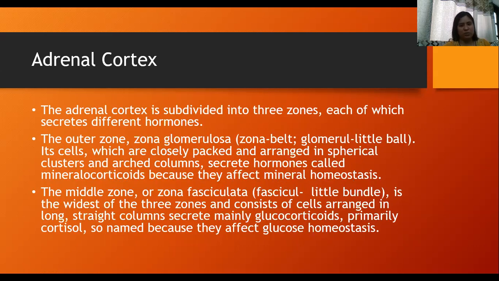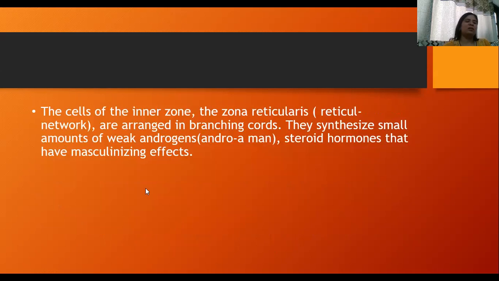sodium and potassium. The middle zone, the zona fasciculata. Fasciculi means little bundle. The cells are arranged in long straight columns, secreting mainly glucocorticoids, primarily cortisol, so that they affect glucose homeostasis. And the cells of the inner zone, the zona reticularis, reticuli means network, are arranged in branching cords like a fish net. They synthesize small amounts of weak androgens. Andro means man, so these hormones produce masculinizing effects.